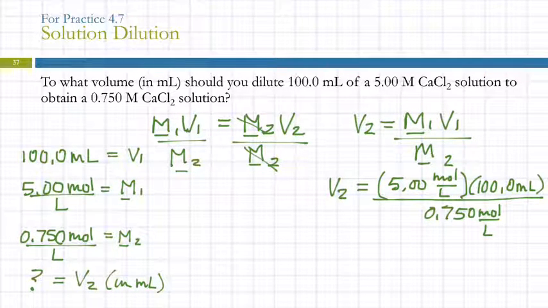Check the units. This milliliter doesn't cancel liter here, but that may or may not be a problem. In this one, it isn't a problem, because moles per liter in the numerator cancel moles per liter in the denominator. So this cancels that. And the unit that's left is milliliter, which happens to be the one I want. So I've got 5 times 100 divided by 0.75. 666.66666.